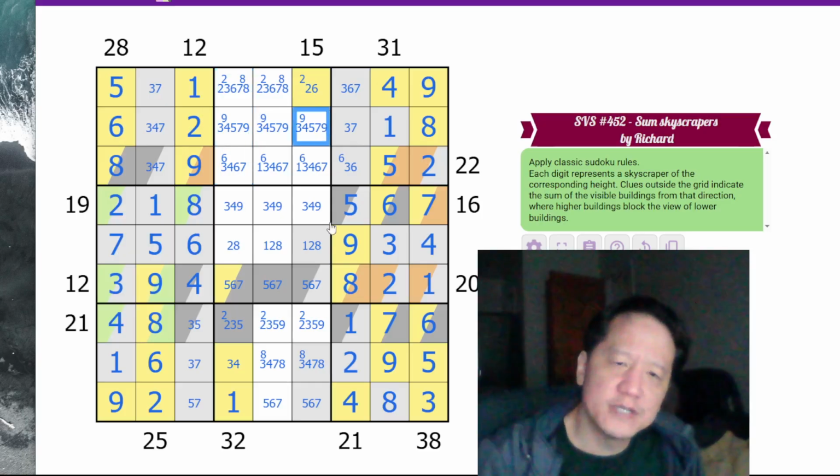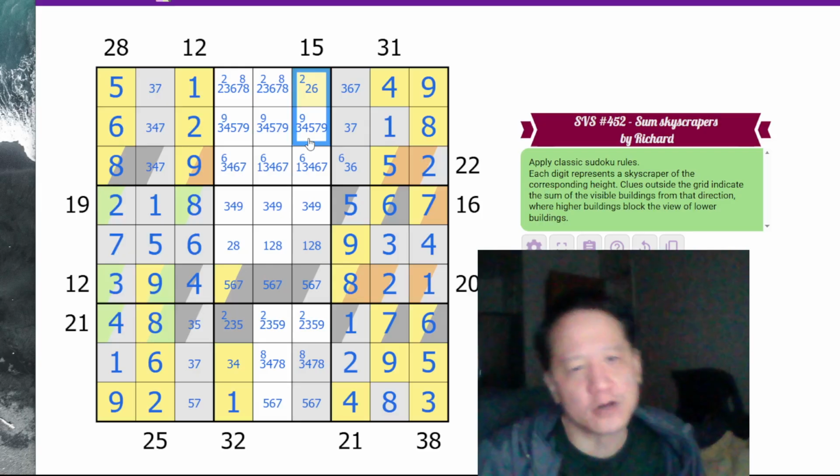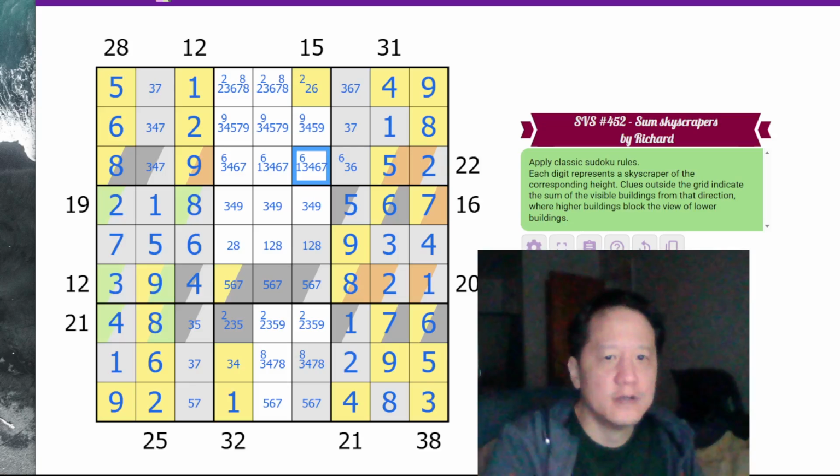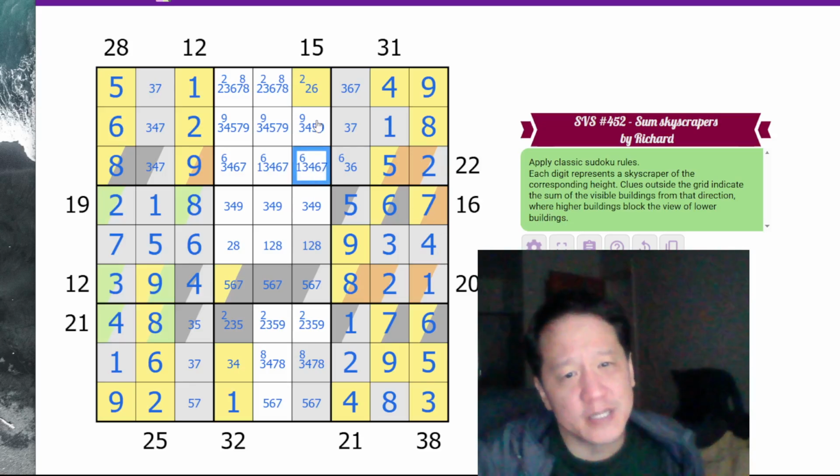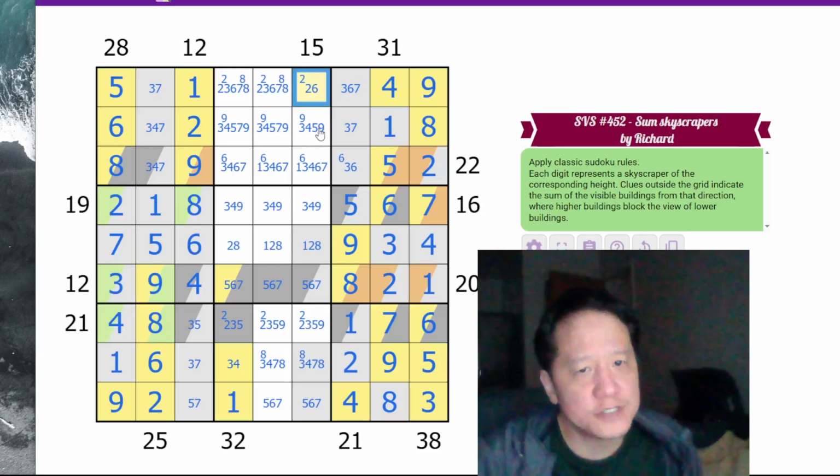Can this ever be 7? No. If this were 7, it would definitely see the 7 here, right? After here. So this cannot be 7. This could be 7 if this were 6 and 9, right?